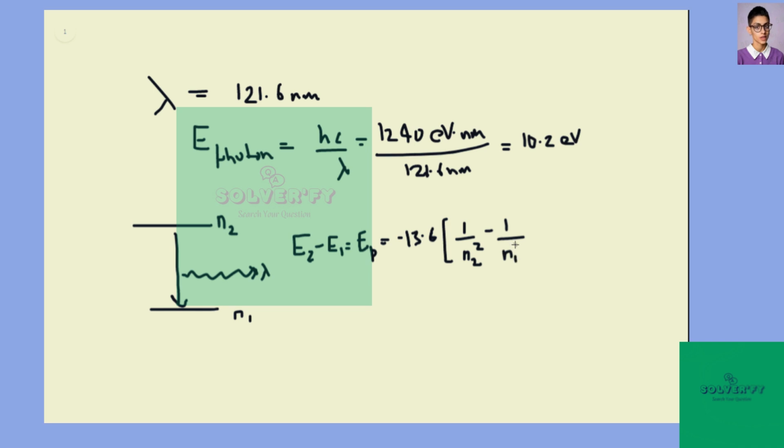Now we'll first note that the ground state energy is always given as minus 13.6 eV. It must be noted that such a high value of the photon energy must come from a transition where the gap between N1 and N2 is very large, and such high gaps are only seen for the few initial values, like for N1 equal to 1, 2, 3, and 4.